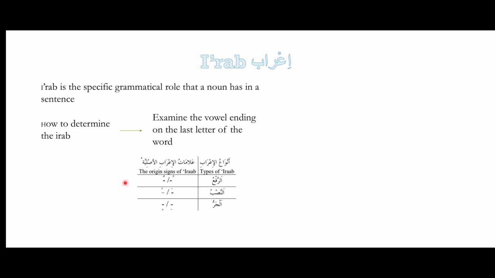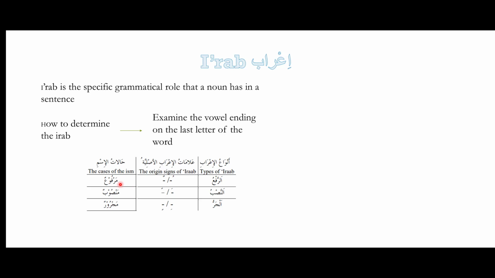Now there is one more term closely related to i'rab, and that is marfu. The ism is called marfu, mansub or majroor depending on the i'rab. These two terms are closely related, and I don't want you to get confused between them. When I ask you what the i'rab is when looking at the ending of a word, you have to answer using these words: the i'rab is raf', the i'rab is nasb, the i'rab is jar. But if I ask you what the ism is called, it is marfu, mansub, or majroor.